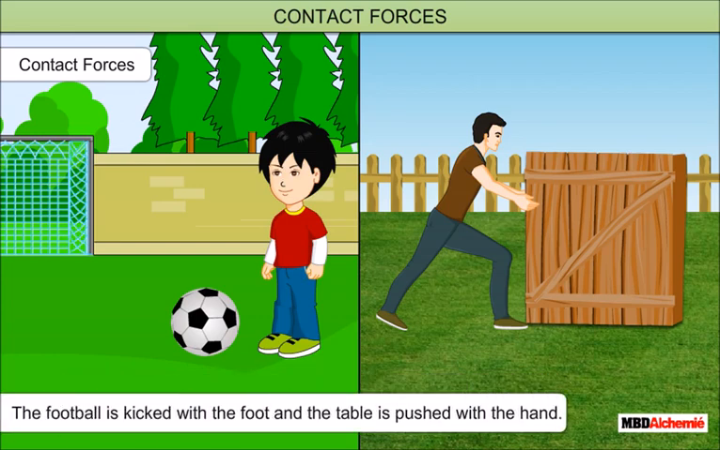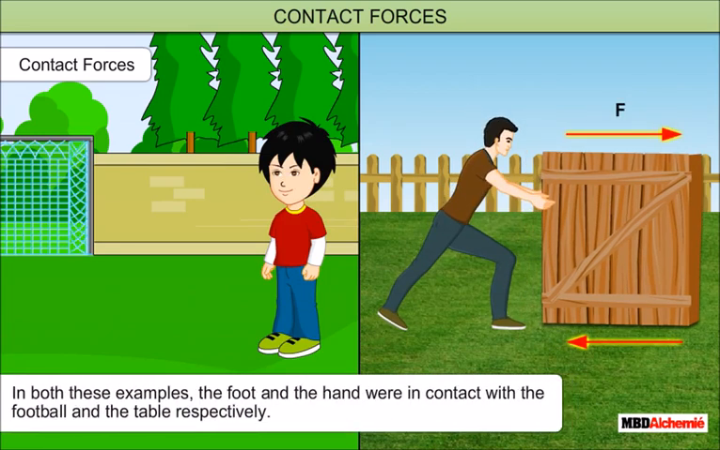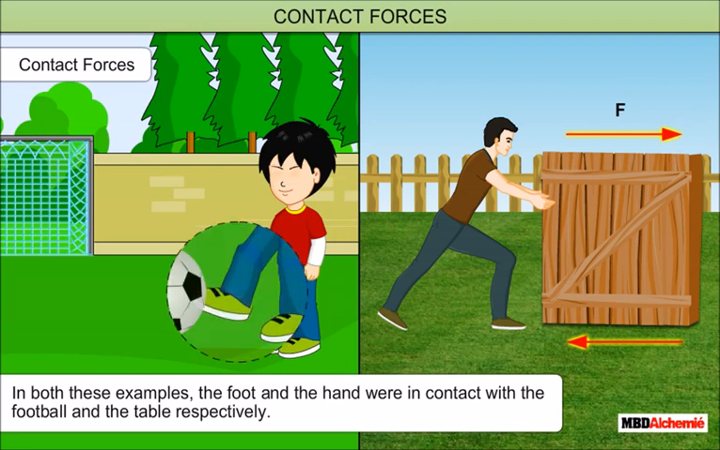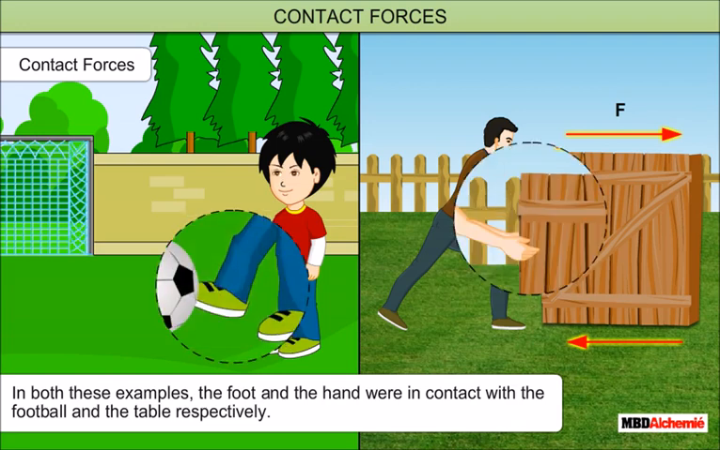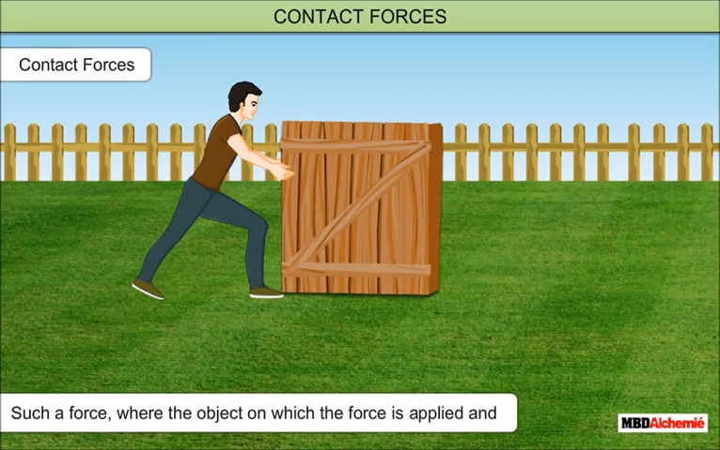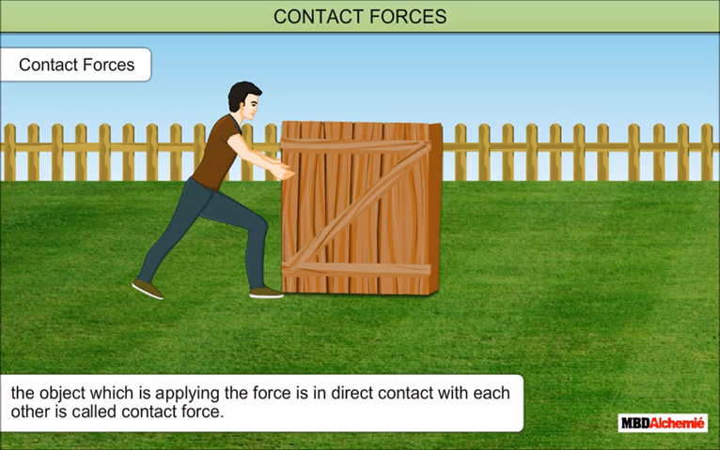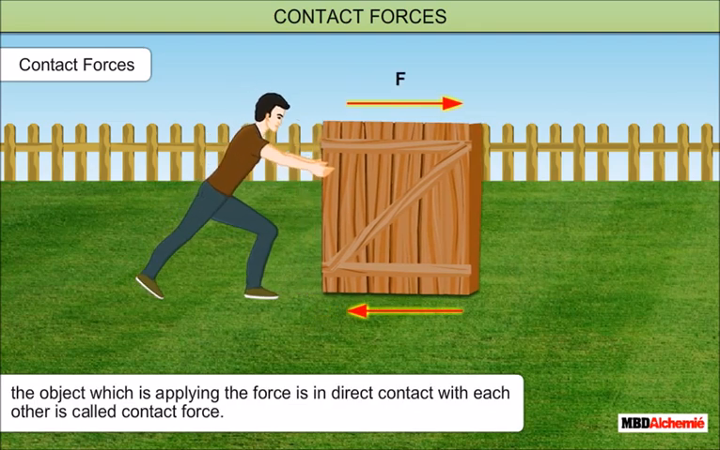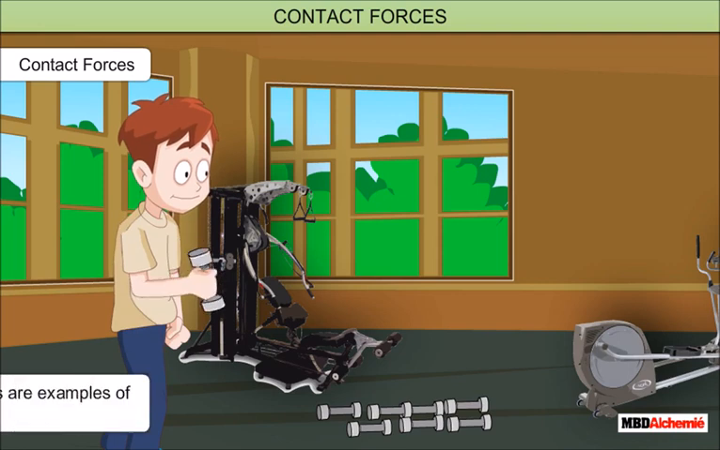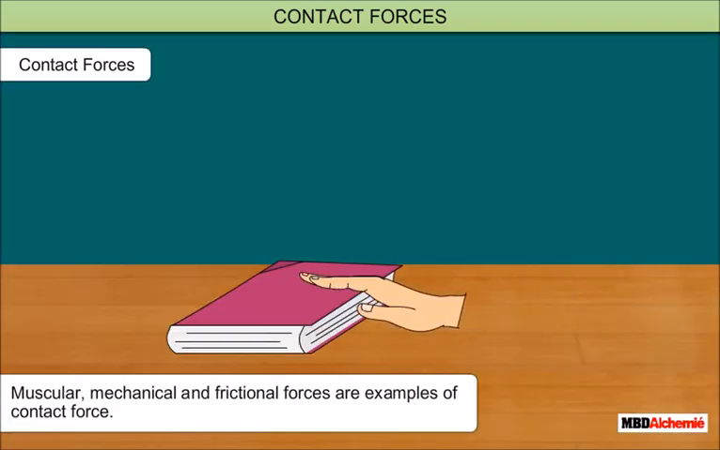The football is kicked with the foot and the table is pushed with the hand. In both these examples, the foot and the hand were in contact with the football and the table respectively. Such a force, where the object on which the force is applied and the object which is applying the force are in direct contact with each other, is called contact force. Muscular, mechanical, and frictional forces are examples of contact force.